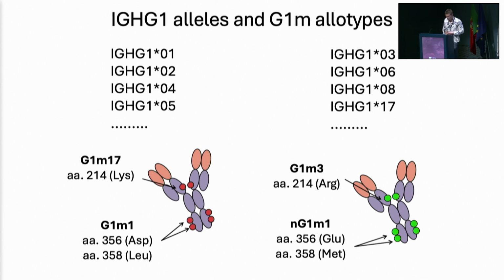There is an increasing number of IGHG1 alleles that are being characterized, and these are only a small number of them. This is also from the IMGT database.